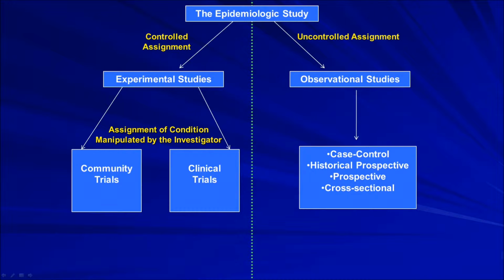And when we talk about observational studies versus experimental studies, we note that under experimental studies there are community trials and there are clinical trials. And under observational studies there are four types: case control, historical, prospective, and cross-sectional. All right?